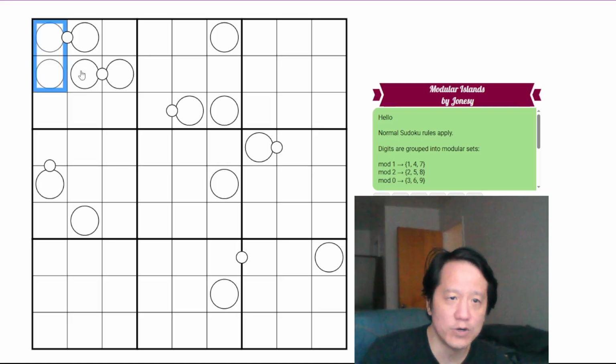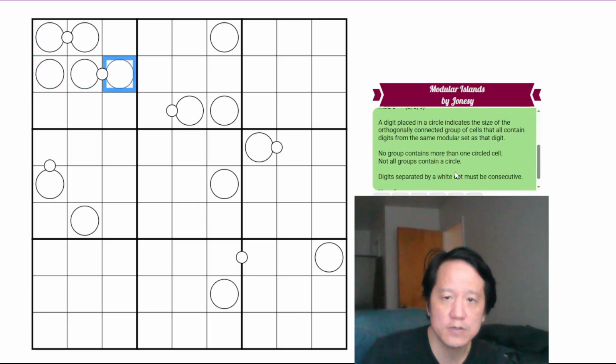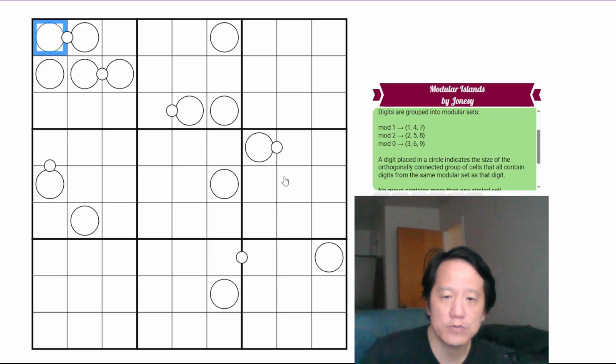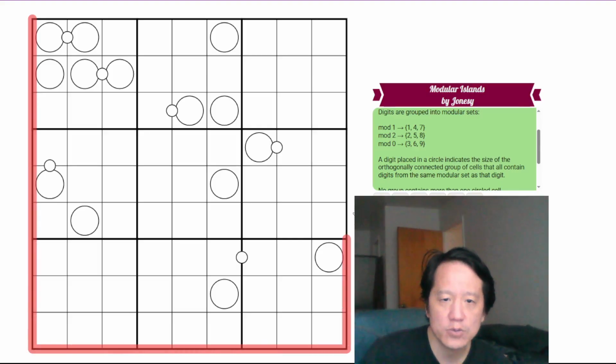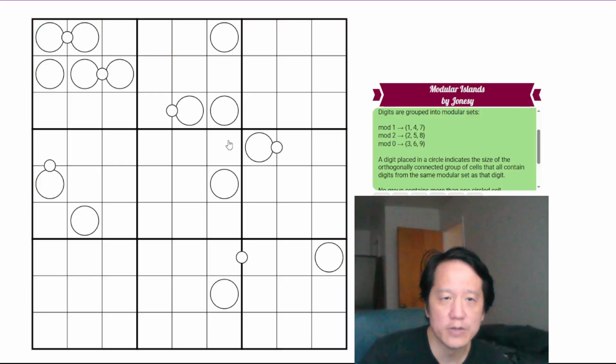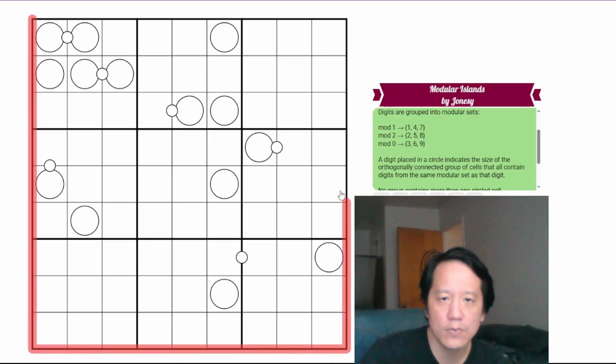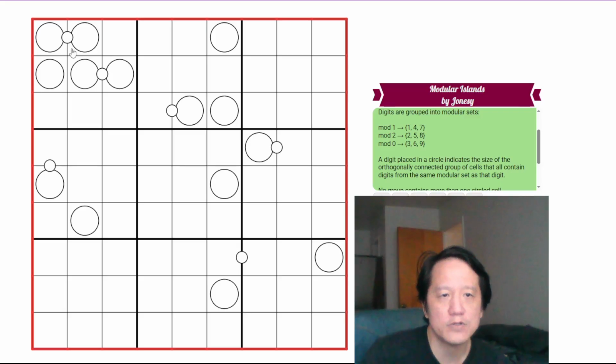Every group has one circle at most. So the group with this circle cannot be in the same group as these two, because they cannot, again, be in the same group. Oops. Because then that group would have 2 circles, which is not allowed. So let's draw the boundaries.